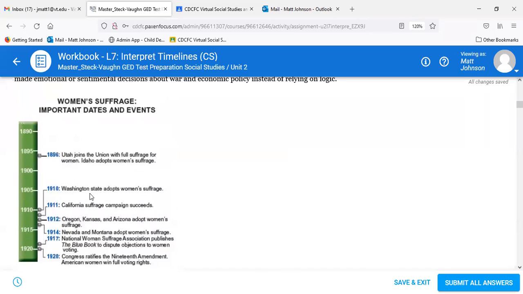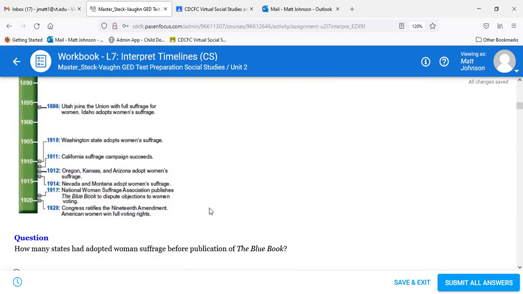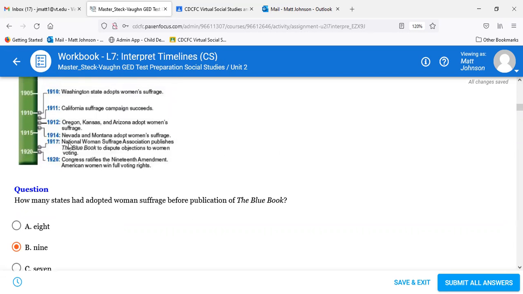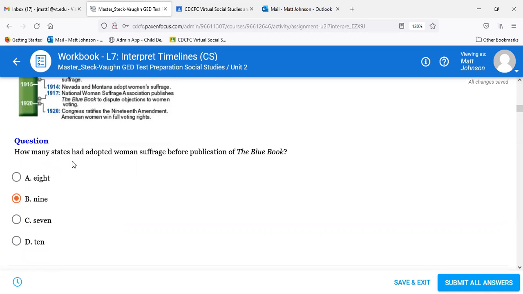So if we went back to our timeline, you can count them off. So Utah, Idaho, Washington, California, Oregon, Kansas, Arizona, Nevada, Montana, right? So 9 states had actually gone ahead and secured women's right to vote before the publication of the Blue Book. And we see right here in 1917, that's when the Blue Book was distributed. Okay. So number 2 is B.